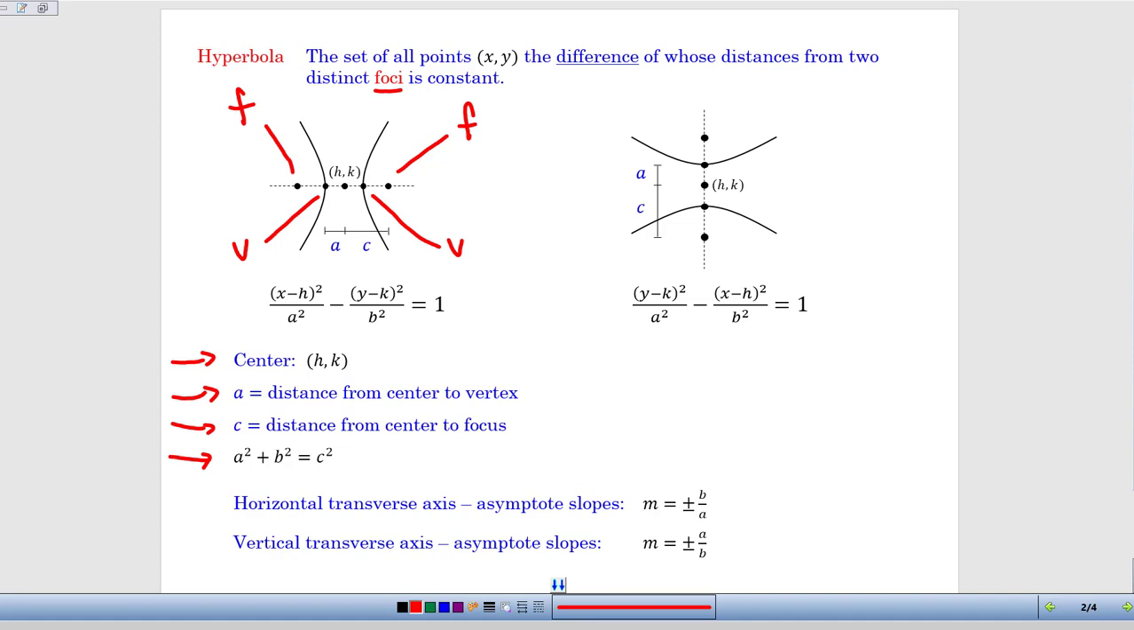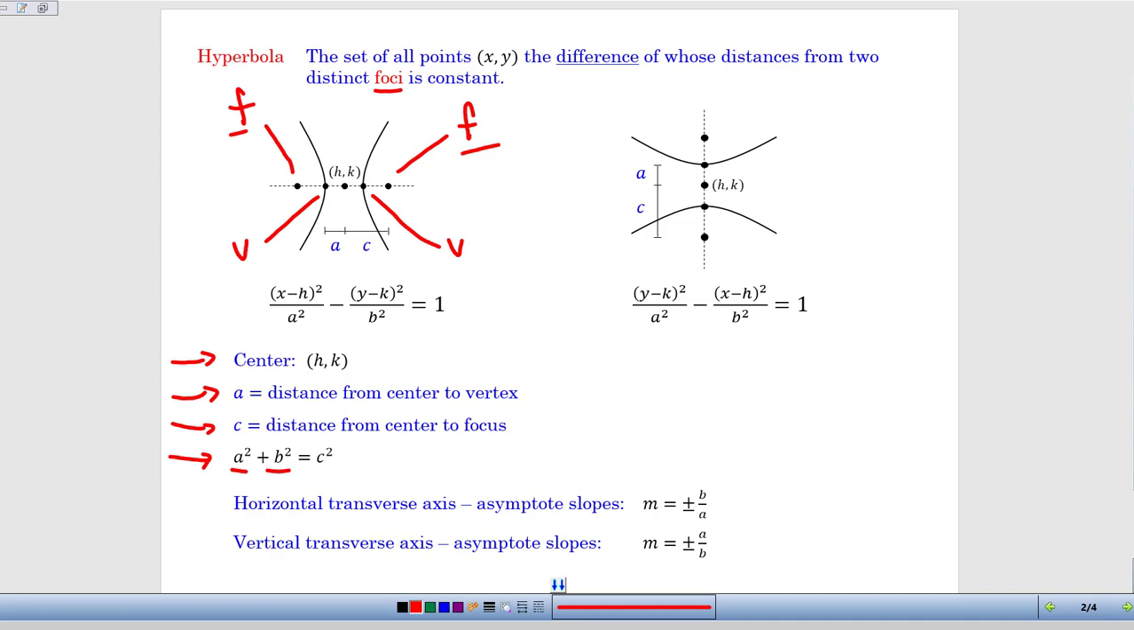So it's more that kind of Pythagorean theorem equation that we're familiar with, not the a squared minus b squared equals c squared that we had with the ellipse. And so as a result, we can see that we're adding two things together to make the c squared. And so as a result, c is going to be the biggest of those numbers, and that's reflected by the fact that the foci are the points that are farther away from the center as opposed to the vertices, which are only a away from the center.